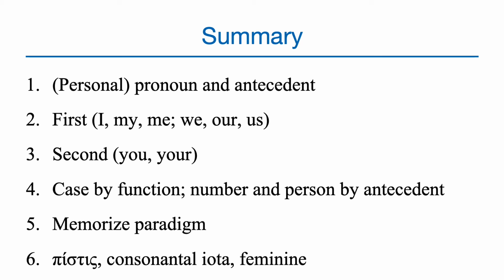Just in summary, personal pronouns and their antecedents. Personal pronouns stand in the place of their antecedent, in the place of the noun that came before. First person pronoun: my, I, me, we, our, us. Second person pronoun: you, your. The case of the pronoun determines the function, telling you what function that pronoun has in that sentence. But the number and the person is determined by the antecedent. I hope you found that to be clear.